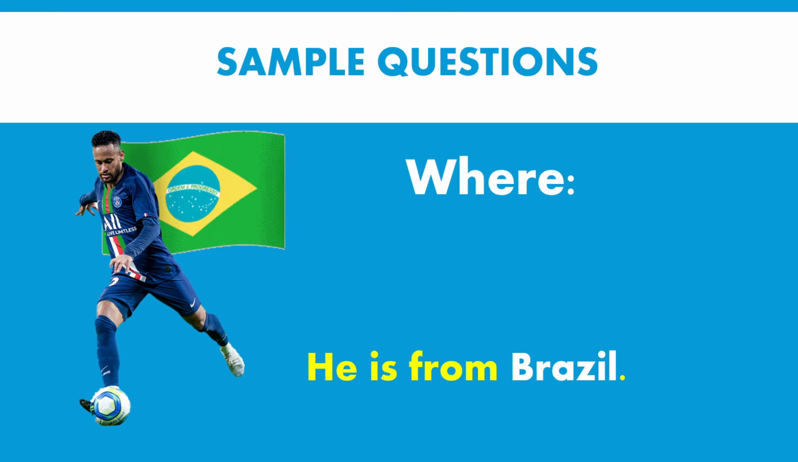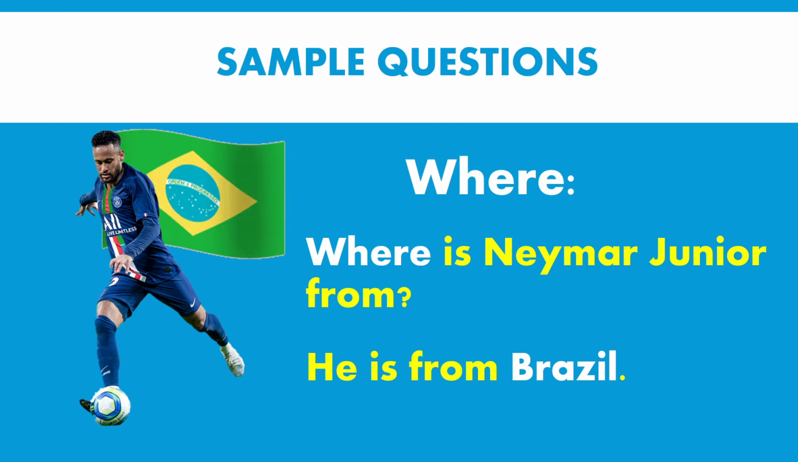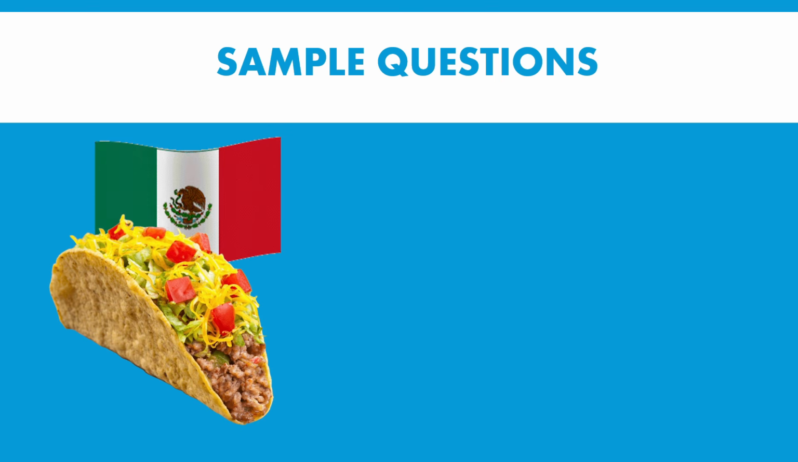So we know that in the picture, it's Neymar, a very famous football star, and he's from Brazil. If we look at the answer now, the answer stated he is from Brazil, and we are going to construct questions using where. How is the question going to be? Where is Neymar Jr. from? If you want to write where is he from, it's practically correct too, just that we need to know the person first initially.